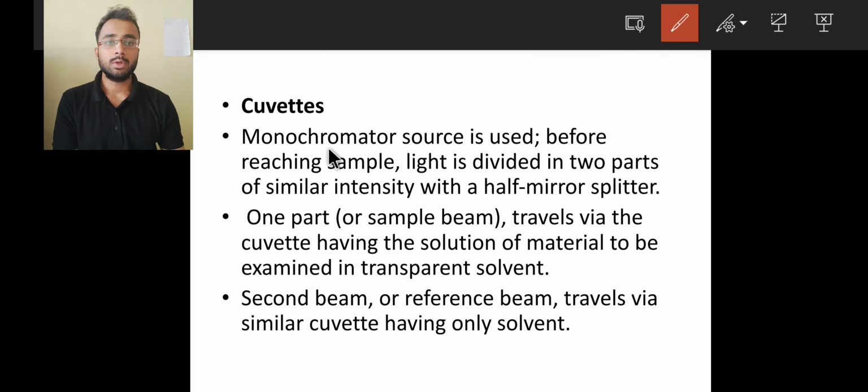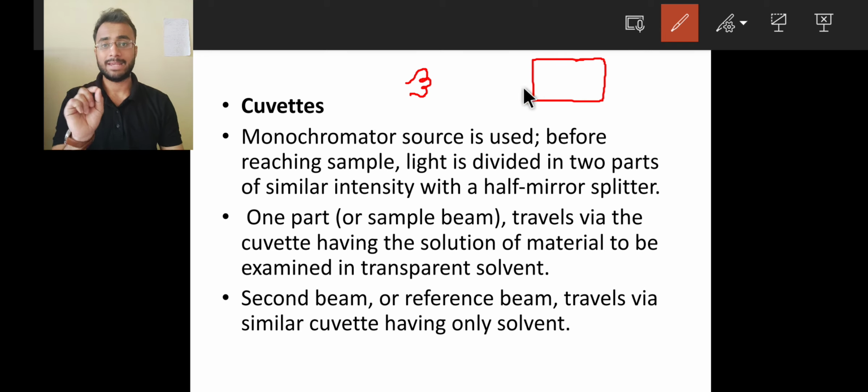The monochromator is used before the light reaches the sample. See, I'll tell you. Suppose this is the tungsten, and now this tungsten will produce various types of wavelength. But in a spectrophotometer, in this instrument, we need a wavelength of the same type, a particular nanometer wavelength. So this is producing various types of wavelength.